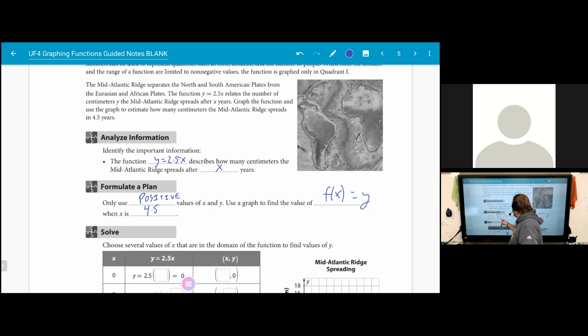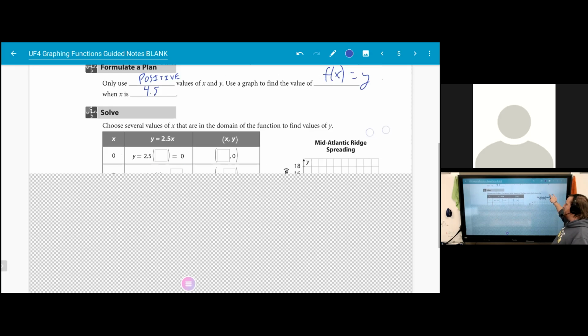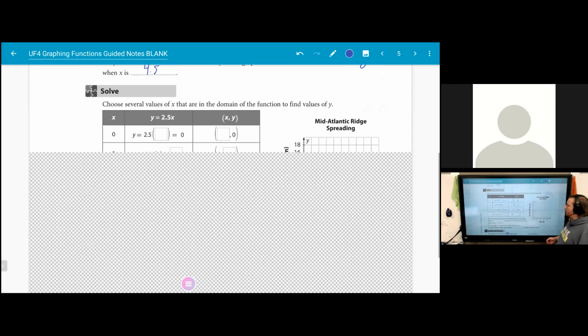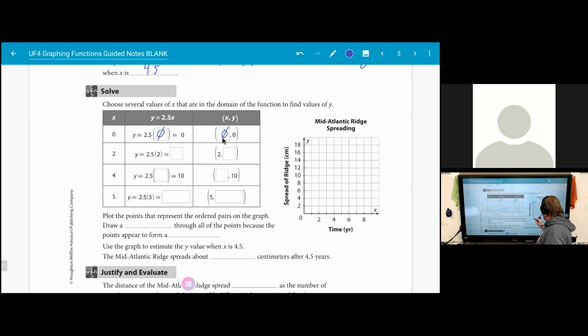Now, could we plug this right in and solve? Yeah, but that's not the point of this right now, okay? We're going to choose some different values here to make our line. If x is 0, 0 times 2.5 is 0. I got 0, 0. Okay. When x is 2, 2 times 2.5 is 5. So it's 2 comma 5. 4 times 2.5 is 10. So when x is 4, y is 10. So I'm sorry, 4 comma 10.